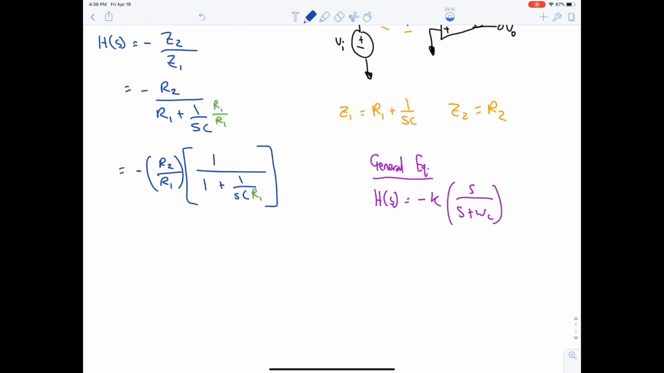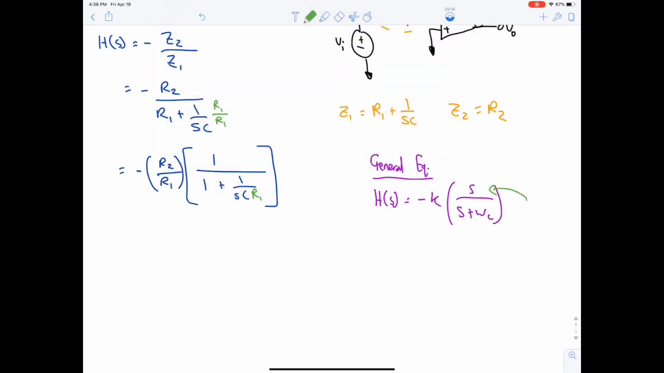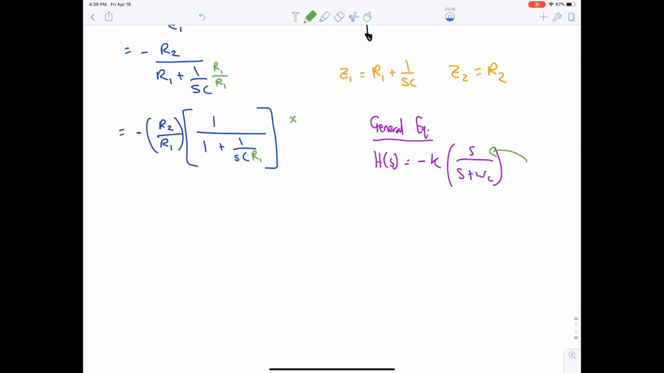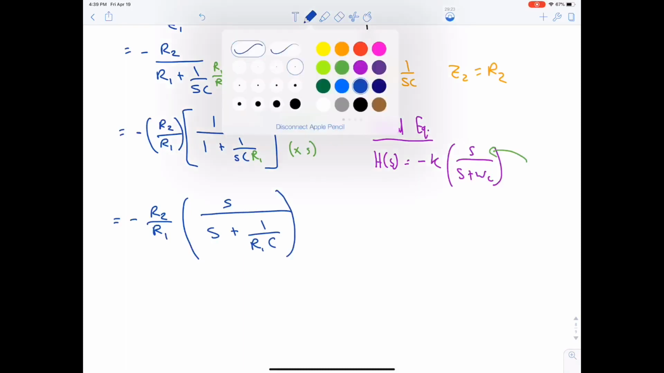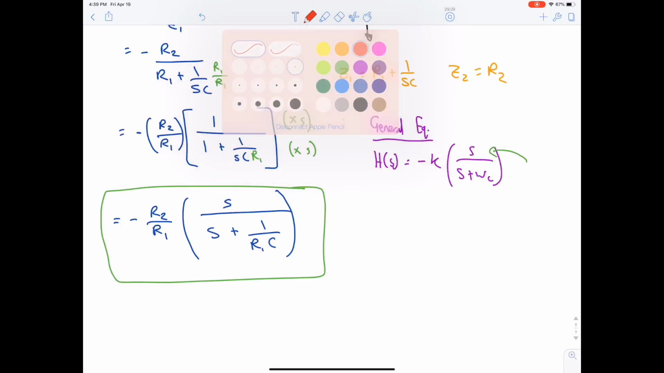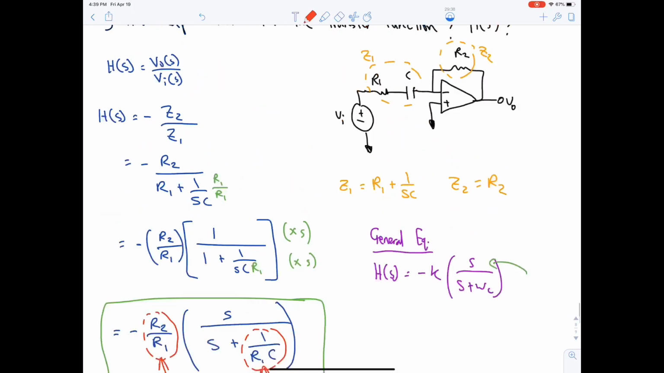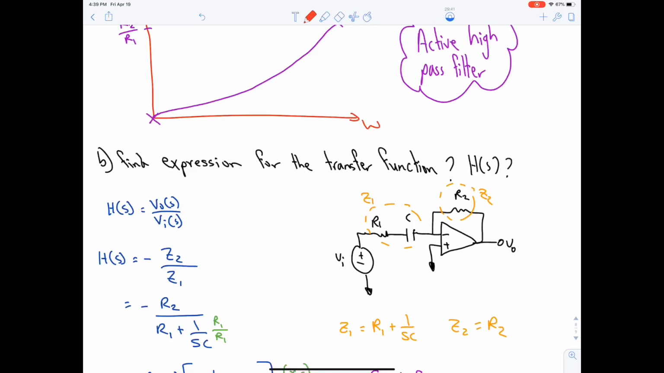So this is the general expression. No, we're still not done. Why? Because here we have S in the numerator, and here we do not have an S, so we need to multiply by S. Now it will become minus R2 over R1 multiplied by S divided by S plus 1 over R1C. Now we are done. And to prove it, this is K and this is omega C. And as we said earlier, omega C is always 1 over RC, where R is the resistance accompanying the capacitor.